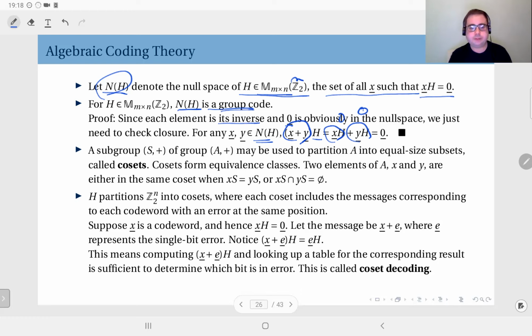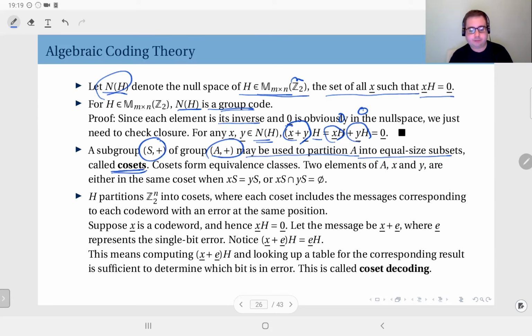A subgroup S of a group A may be used to partition A into equal size subsets. This is a general definition, not related to coding theory in general, but this is the concept of what we call cosets. You have a subgroup S of a group A. Let's say you pick an element, then this element belongs in exactly one of these cosets. So what are cosets?